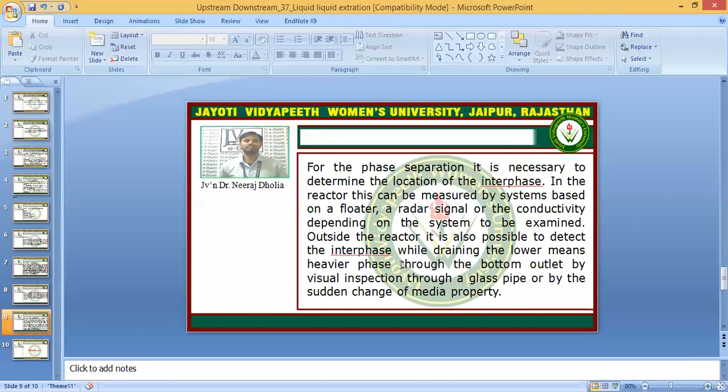So to separate the materials after the reaction time is over, the heavier phase, which is at the bottom side, can be separated out by the bottom outlet. If it is a glass vessel, you can visually see it, and when the heavier phase has been removed through the bottom outlet, you can stop the outlet. So this is the process of separating the material.